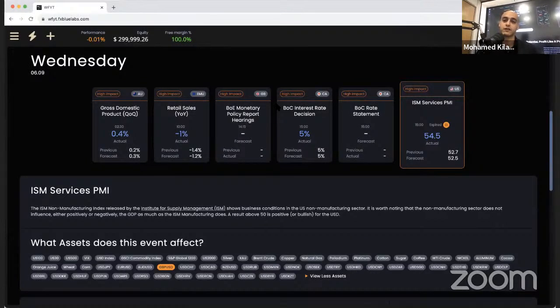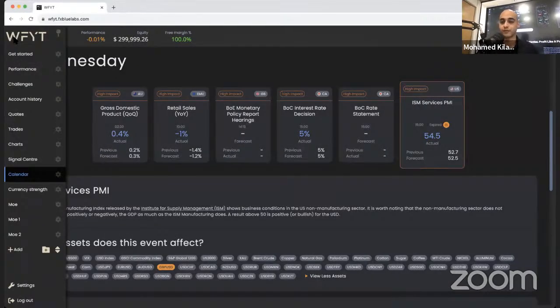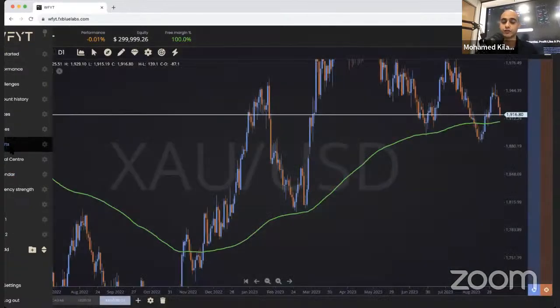We have the economic calendar here for you. After I do my economic calendar analysis, I would go to the charts.